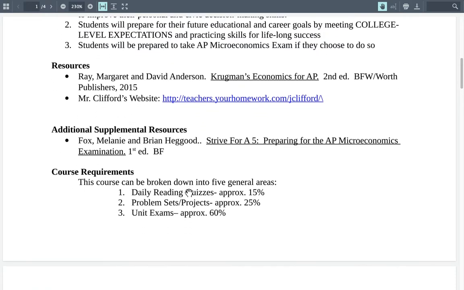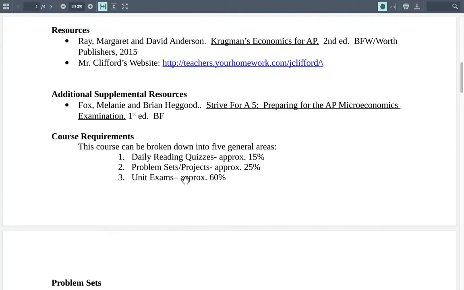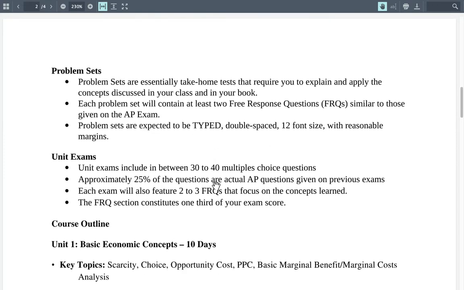As far as the course requirements and grading goes, most of their grade, approximately 60%, if not more, is from the actual unit exams that we take. For the unit exams, the textbook company provides me with a question bank that I pull all the questions from, and they are basically mirror images of a lot of the questions that would be asked on the AP exam. So they should have plenty of practice seeing what those questions look like and getting prepped for that.